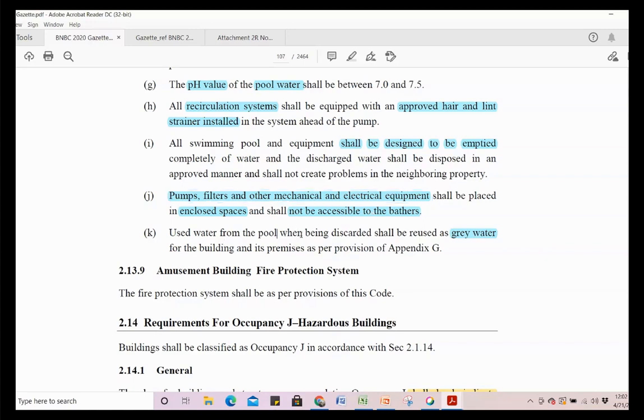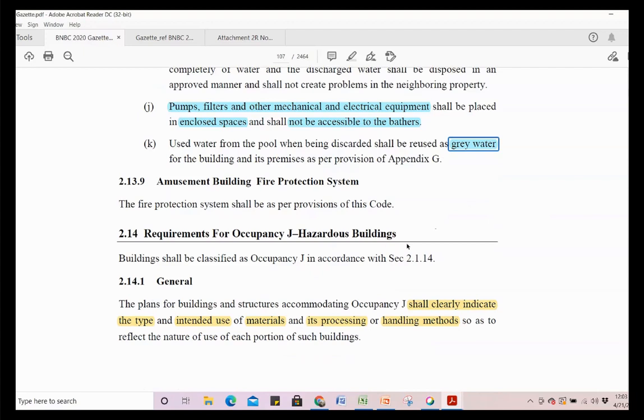Used water from the pool when being discarded shall be reused as grey water for the building and its premises as per provision of Appendix G. So there is an appendix for sustainability, and according to the guideline of Appendix G, we must use the pool water and other discarded elements of the pool as grey water, and the provisions are made in Appendix G. So for fire protection, the fire protection system shall be as per provision of this code, so it is referred to Part 4.